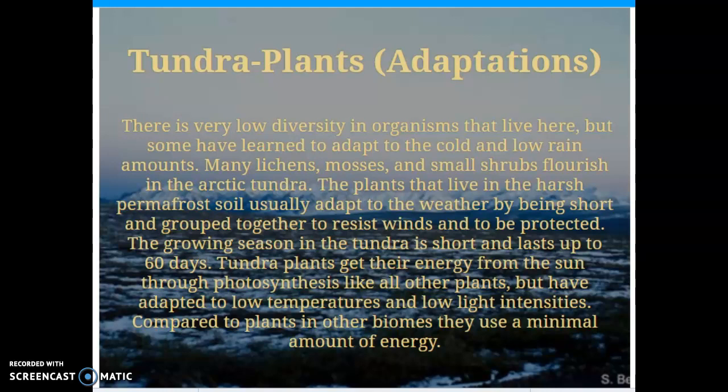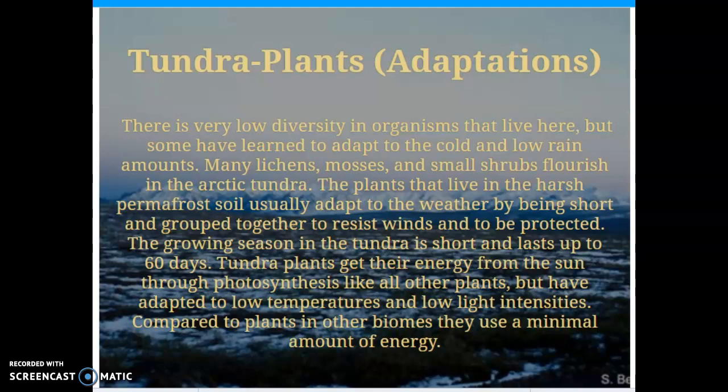Tundra plants get their energy from the sun through photosynthesis just like every other plant, but they've also adapted to the low light intensity. They've adapted to the sun not being as intense. Compared to plants in other biomes, they use not a lot of energy. They take in just enough to survive and they move on.